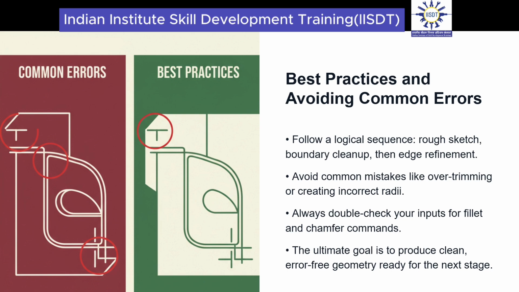A common error is over-trimming, where you accidentally remove a segment of a line that you still need. The undo command is your best friend here, but it's better to use dynamic previews and zoom in closely to ensure you're selecting the correct segment. Another pitfall is entering an incorrect radius for a fillet. A value that is too large can cause the fillet to fail or consume more of your geometry than intended. Always double-check your command line inputs.